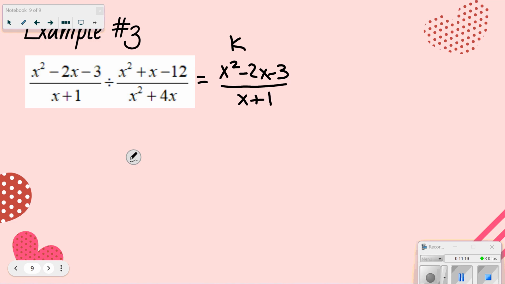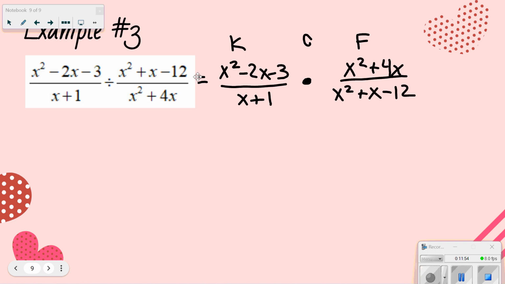I'm going to change division to what symbol again? Great. So that's my change. And then I'm going to flip my fraction to become now x squared plus 4x over x squared plus x minus 12. Now, does this look like a multiplication problem we could do? Yeah, it does. And how are we going to start with that multiplication problem? Factor. So why don't you guys take 2 minutes and factor from here.